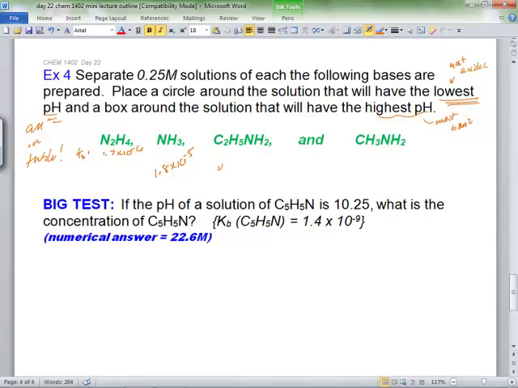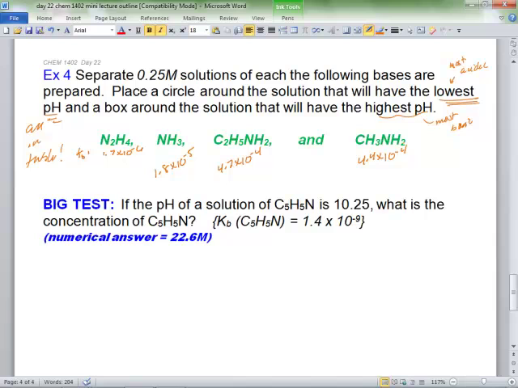1.7 times 10 to the negative 1. Okay. Did you have time to do the last one? 1.4 times 10 to the negative 1. Okay. Does everyone agree with those numbers? Okay. Back to Monica.